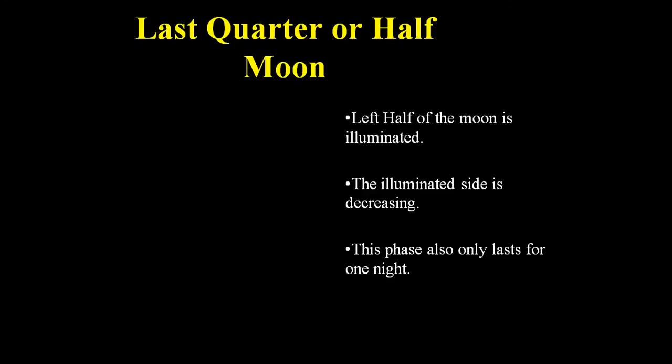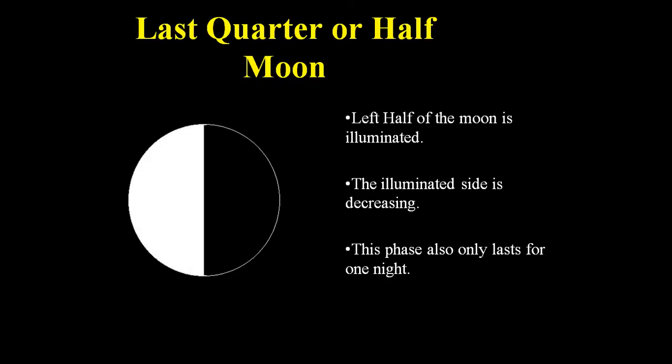Last quarter or half moon. The left half of the moon is illuminated. The illuminated side is decreasing. This phase also only lasts for one night.